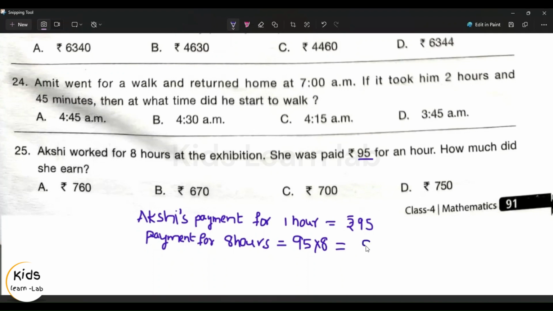So 95 can be written as 90 plus 5 into 8. If you know 8 table, you can solve it in a very easy method. 8 nines are 72. 8 into 0 is 0 plus 8 fives are 40. So 720 plus 40 is equal to 760 rupees. This is a trick to solve in a very easy method, children. So please remember this method. So option A is the right answer, children.